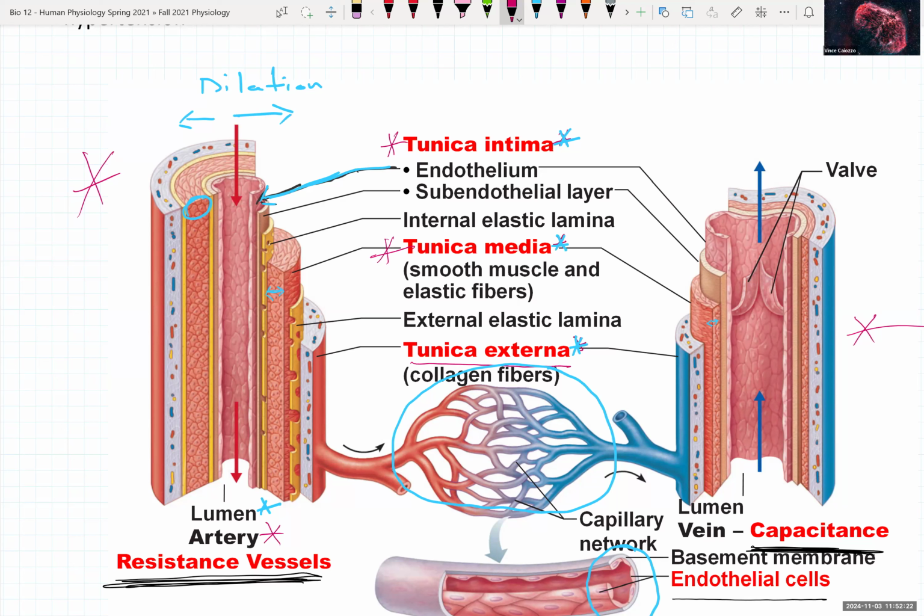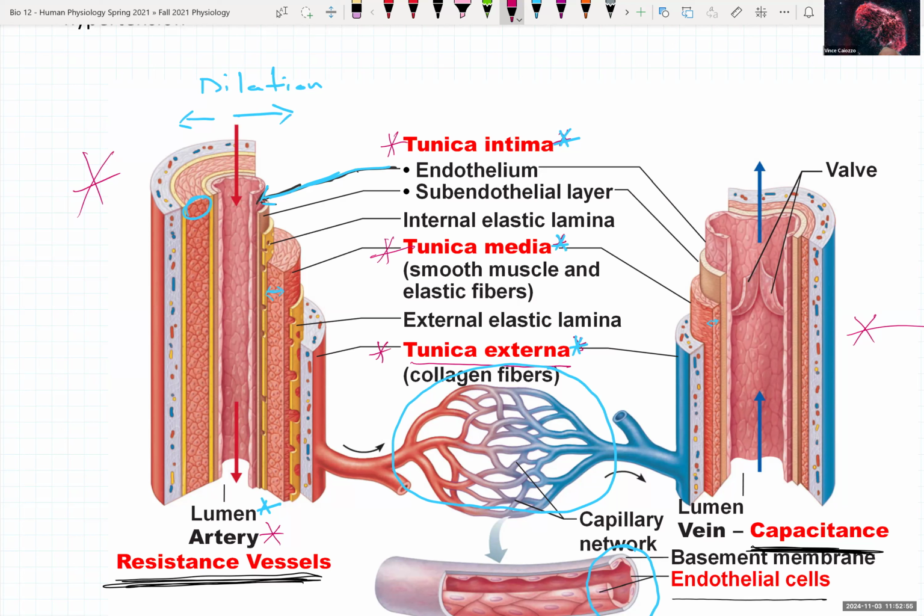Smooth muscle also plays a key role in regulating the diameters or the radius of bronchioles in the lungs, and of course also the gastric motility of the gut. So smooth muscles play a really, really important role in our physiology. Then coming back to the structure of blood vessels, we have the tunica externa. This is where we see collagen fibers.